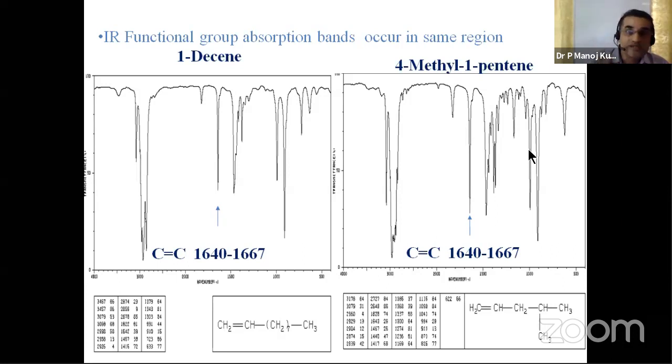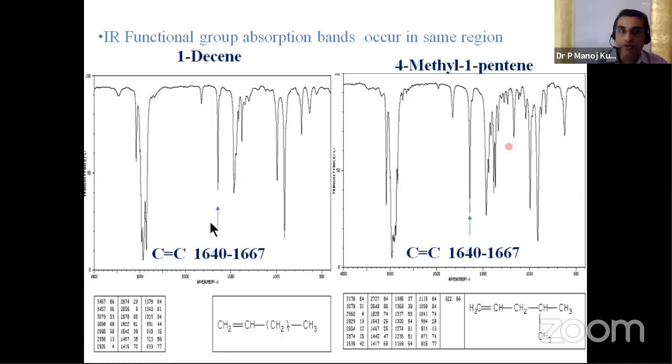So I would like to say that no two compounds, never any two compounds, except the enantiomers. That means if you take a compound, let us consider the optical isomer of it, one is the dextroform and the other the levoform. Obviously, these two compounds will show the similar IR spectrum. But if you have even a minute difference between the two compounds, then definitely the two compounds will show different IR spectra. But even then, in certain regions of the IR spectrum, you can see similar IR absorption bands.